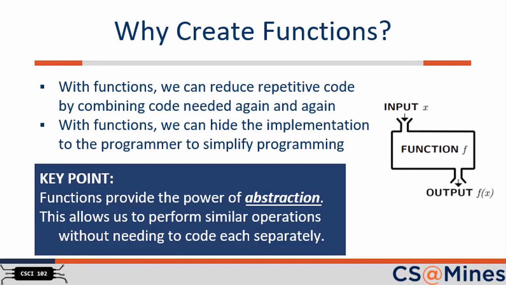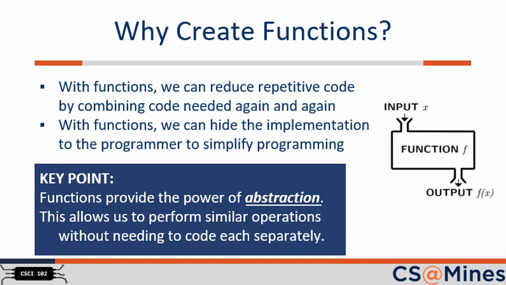There are several reasons you should want to create functions in your own code. First, you can reduce repetitive code by combining code you need again and again into one function. Then you just need to call the function anytime you need that code. A second benefit is that you can hide the implementation of the function from others, so they don't have to worry about the details of how the function works, which makes the code that uses the function simpler. This is the power of abstraction. That is, we call f of x anytime we need to calculate f of x, without having to know and type in the explicit code for f of x every time.